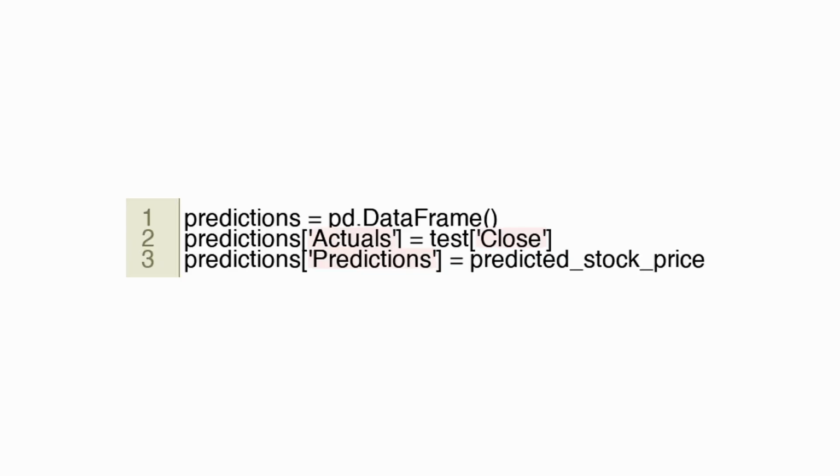The first line creates an empty pandas data frame called predictions. Then the second line creates a new column in the predictions data frame called actuals and fills it with data from the close column of the test data frame. Finally, the last line creates another column in the predictions data frame called predictions and fills it with data from the predicted stock price variable. Essentially, this code creates a data frame for storing and comparing actual and predicted stock prices.